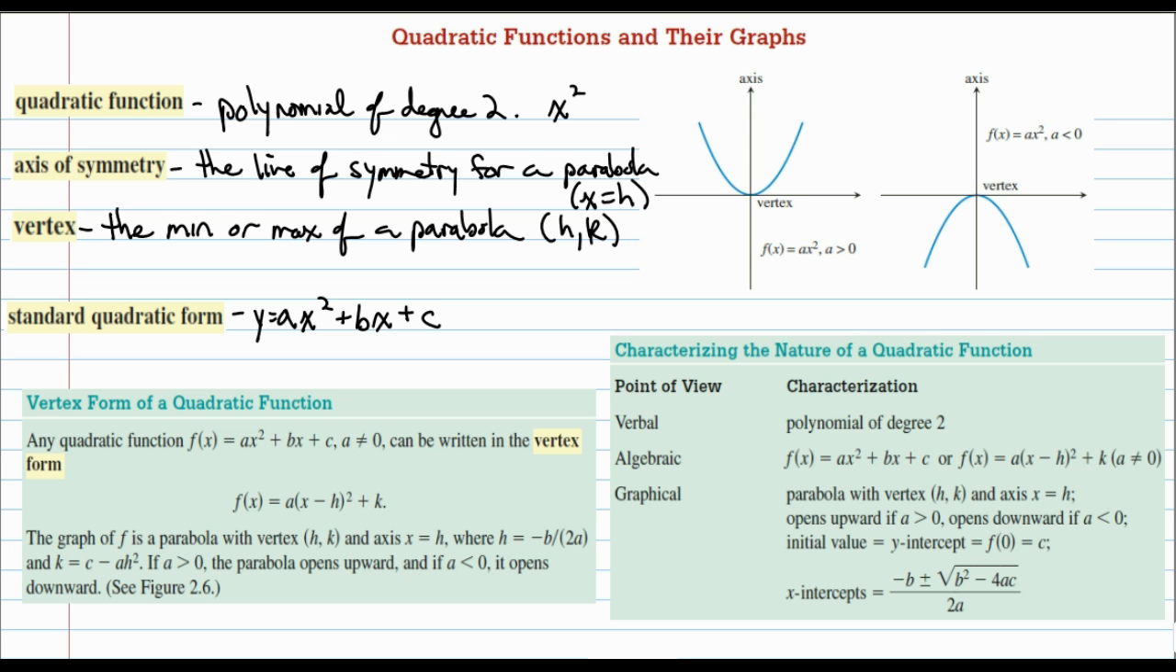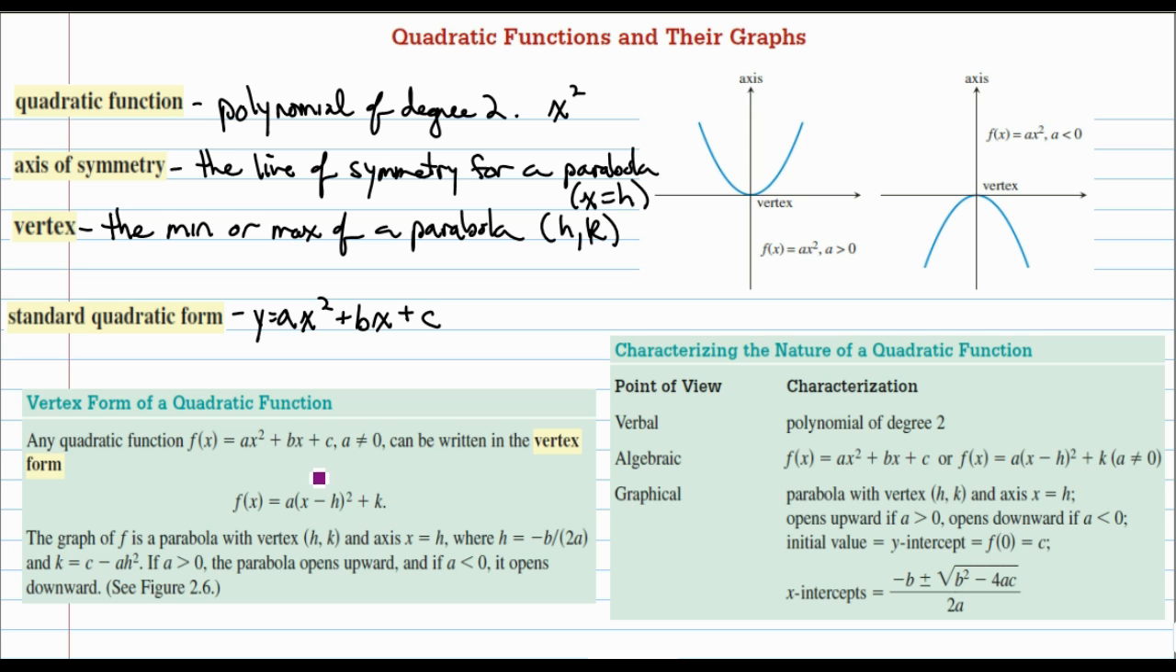The form that I like using the most is vertex form. Vertex form has a coefficient out in front called a. Then on the inside of the quadratic, it's got x minus h, then squared, and then plus k. So you recognize (h, k). h is the vertex x-coordinate, k is the vertex y-coordinate.